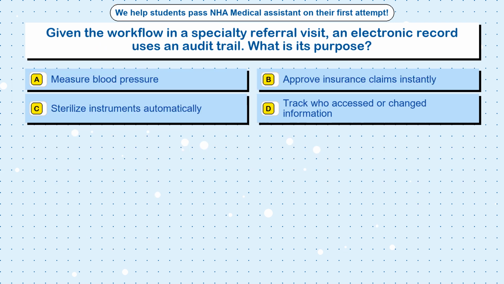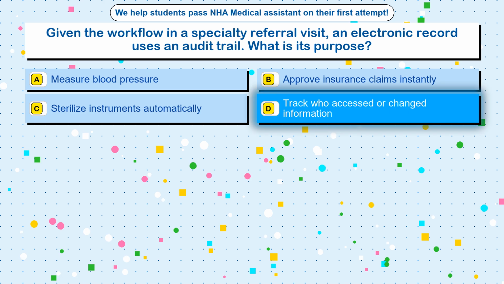Question 84. Given the workflow in a specialty referral visit, an electronic record uses an audit trail. What is its purpose? Option A, measure blood pressure. Option B, approve insurance claims instantly. Option C, sterilize instruments automatically. Option D, track who accessed or changed information. The correct answer is option D, track who accessed or changed information.